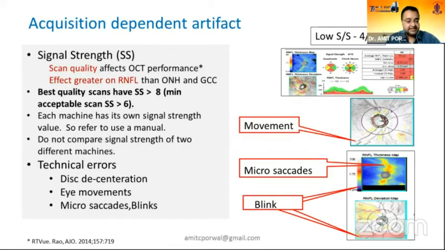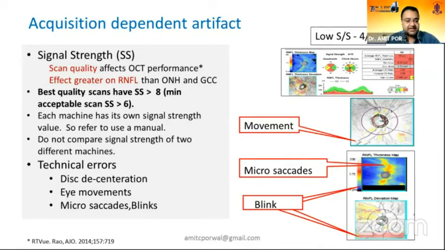Each machine has its own signal strength value, so refer to your user manual. Like Zeiss shows in increments of 1 to 10, whereas the RTVue will be showing in terms of 100. The Topcon will be showing in terms of 100. Every machine has its own proprietary algorithms, as I mentioned in the beginning of my talk. So do not compare signal strength of two different machines.